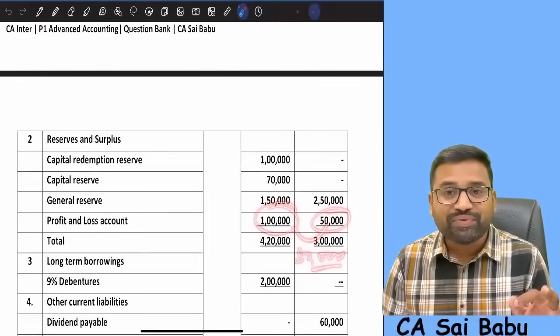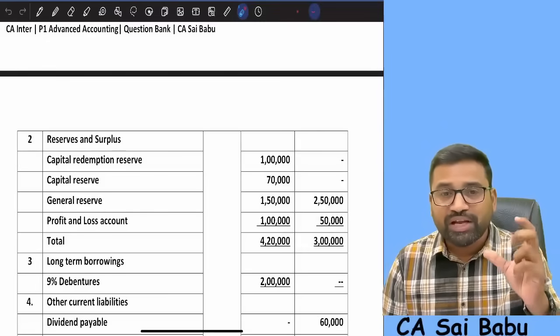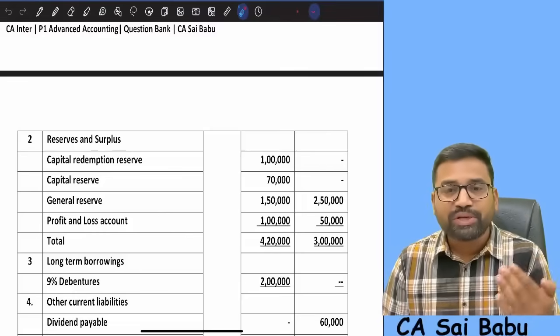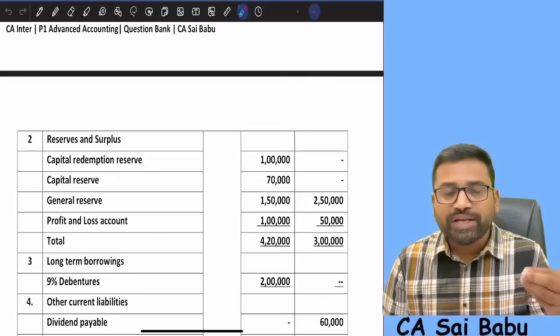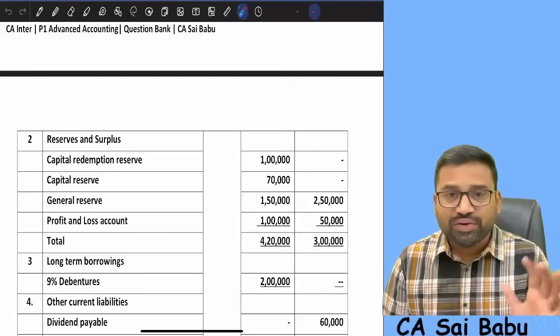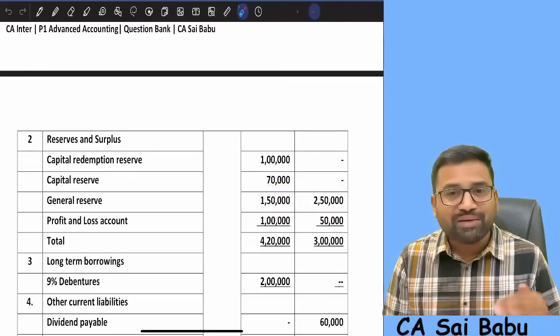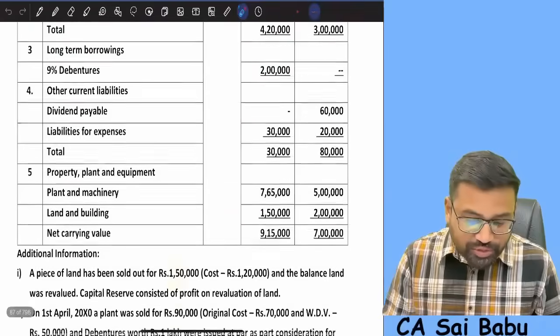What is this? This is 50,000. The difference between opening P&L and closing P&L balance is current year profit after appropriations. So add back the appropriations, you will get net profit before tax of the current year. What appropriations might happen? Maybe transfer to general reserve. Check it. Opening general reserve 2,50,000, closing 1.5. That means nothing has been transferred to general reserve during the year. So ignore. Next, provision for tax.